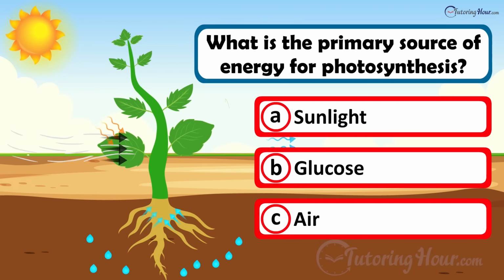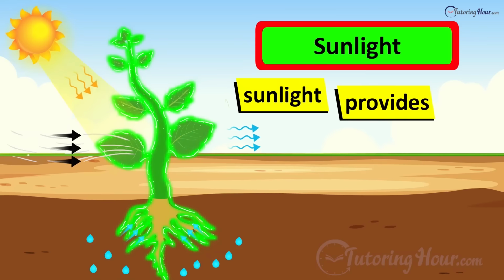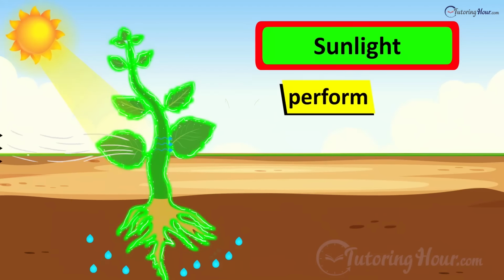The correct answer is sunlight. Sunlight provides the energy needed for plants to perform photosynthesis.